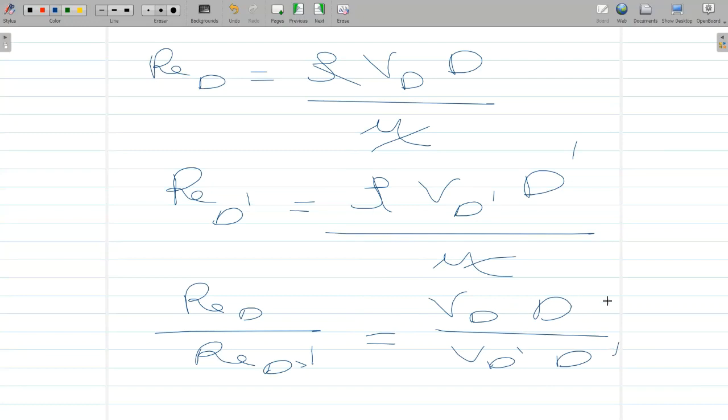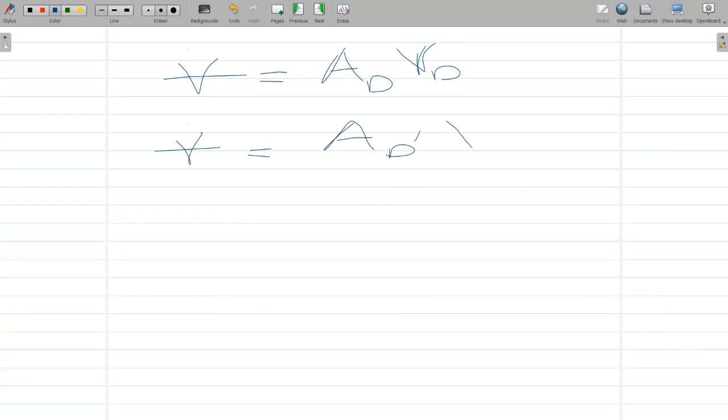So here we know that D and D prime are different, but we do not have much information on V_D and V_D prime. So let's use the volumetric flow rate here. So volumetric flow rate in pipe D is nothing but area of the pipe with diameter D times velocity in the pipe with diameter D. And the same volumetric flow rate is going through the pipe with diameter D prime as well, right? So that is nothing but area of the pipe with diameter D prime times velocity in the pipe with diameter D prime.